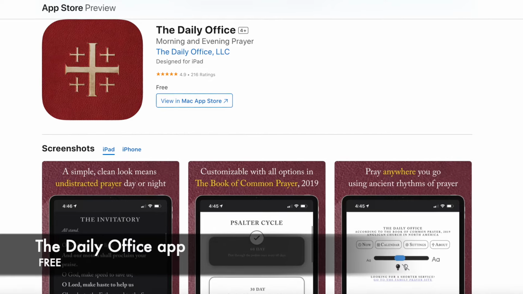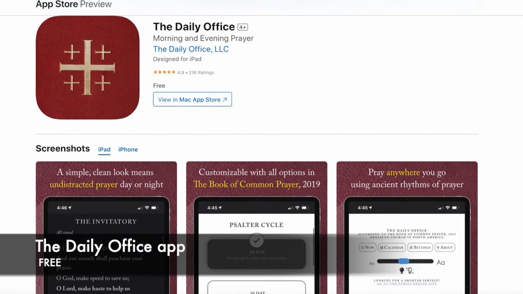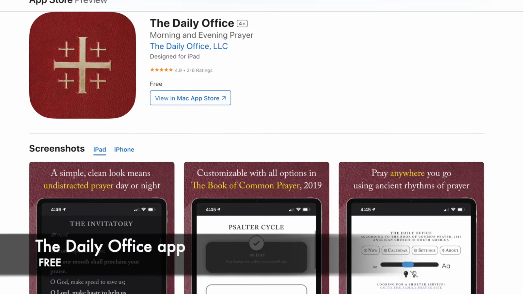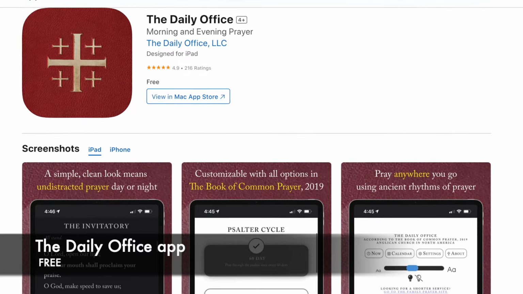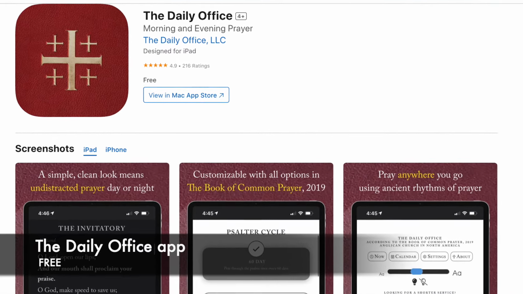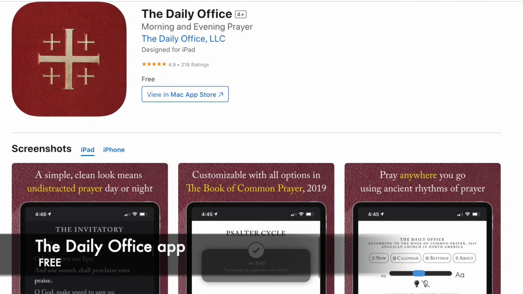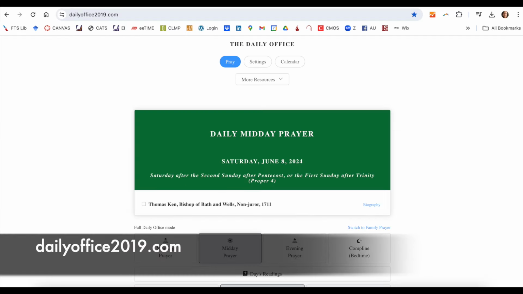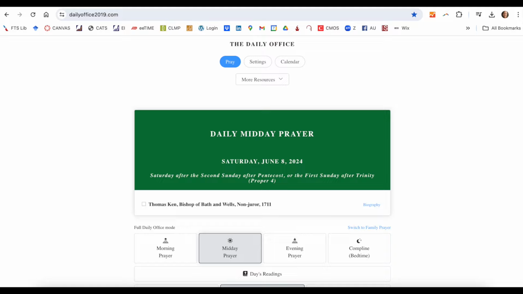You can get the app, or you can go to the website, Daily Office 2019. It's got a little picture, it's red with a Jerusalem cross, the gold cross with the four little crosses in the corners. And that is a way to do the Book of Common Prayer either online or on your phone. What they do is they just have morning prayer, midday prayer, evening prayer, and compline, just the daily prayers that each of us can pray during the day on that app.